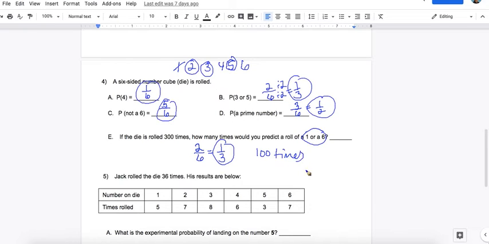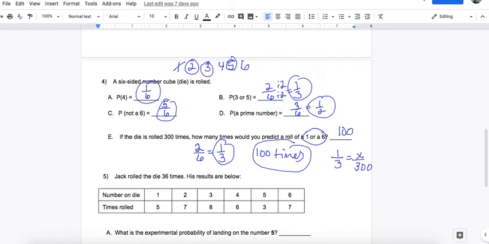Okay. Now I'm not going to solve it this time, but I'm also going to show you that I could set up a proportion, 1/3 and x over 300. And even if I didn't simplify, if I used 2 over 6 equals x over 300, it's still going to come out to be 100 times, no matter what.